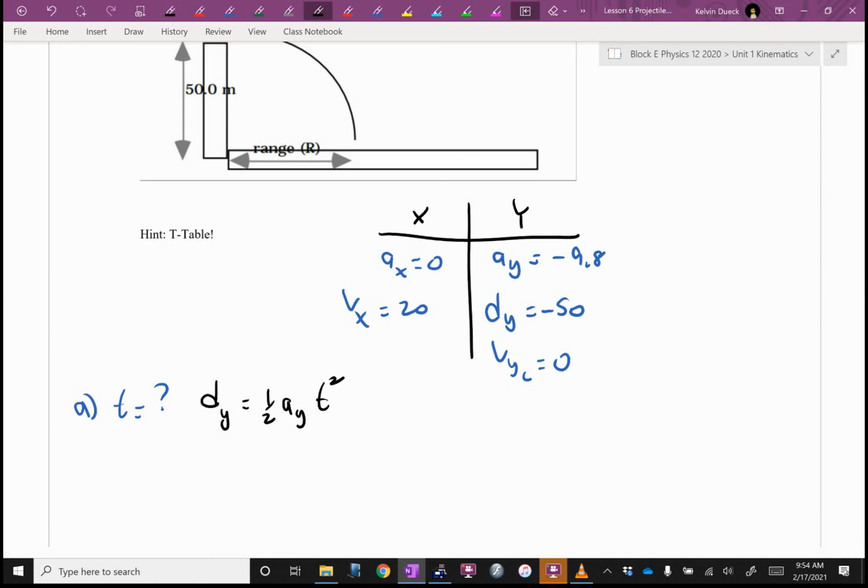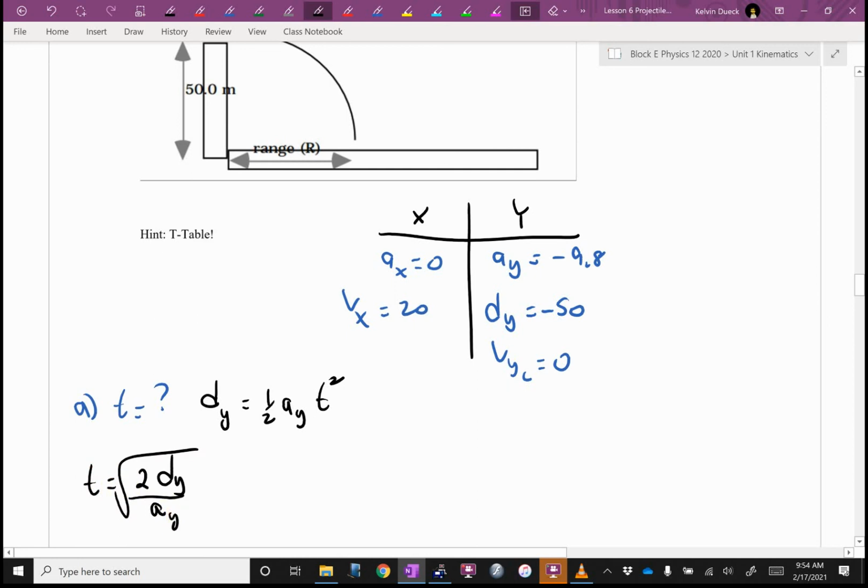By the way, by far the most common mistake, kids want to use the 20 as V initial. They want to put the horizontal into the vertical because it creeps them out that there's no velocity. And the question didn't give you a velocity. Well, it did. Vertically, it's zero. But you have to intuit that. You have to deduce that. Get the T by itself. I think it's going to be the D stays where it is times 2 divide by A, square root.